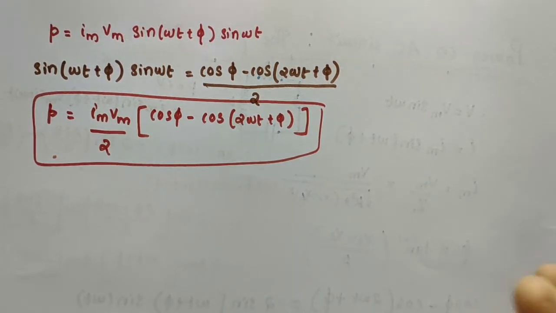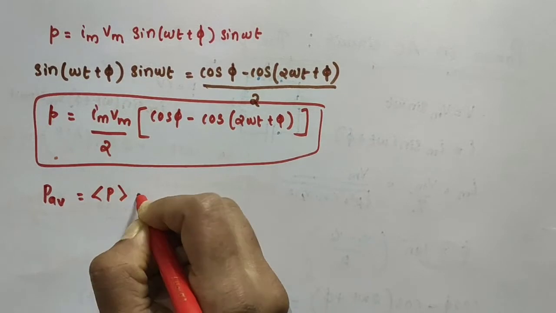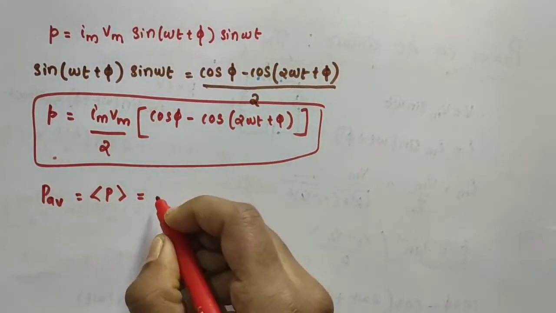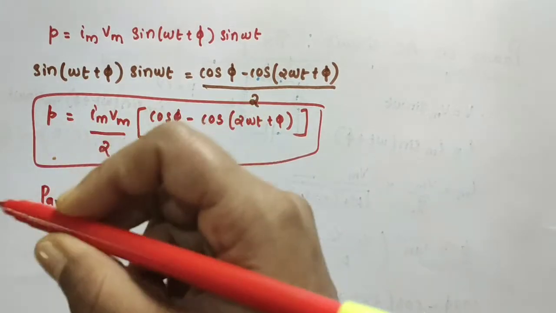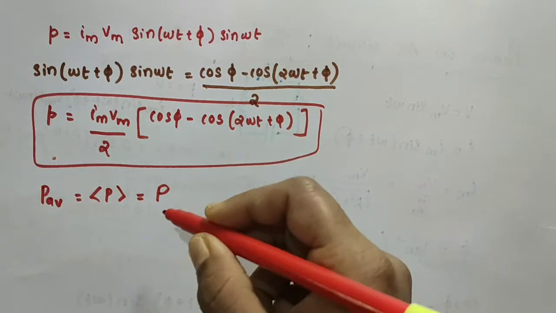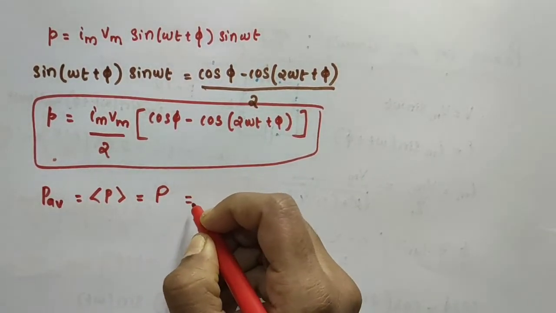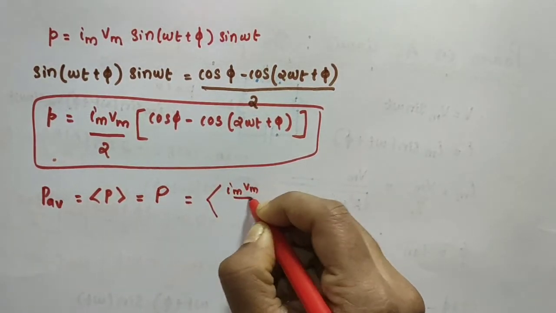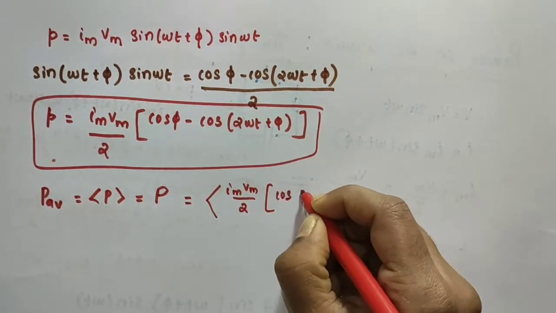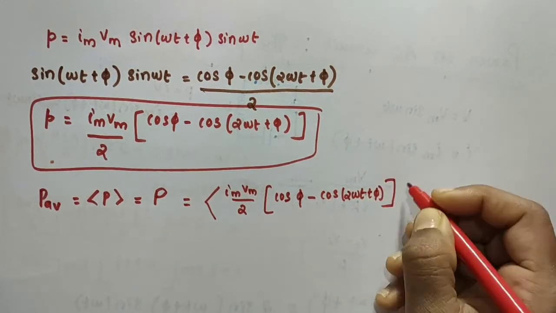Now what about the average power over a cycle? To get that average power, I'm writing it as P average, or you can represent it by capital letter P. Here I have represented the instantaneous power by small letter p, so you can take capital letter P to represent the average power. It depends. So the average power will be equal to the average value of Im Vm divided by 2 into cos phi minus cos of 2 omega t plus phi.